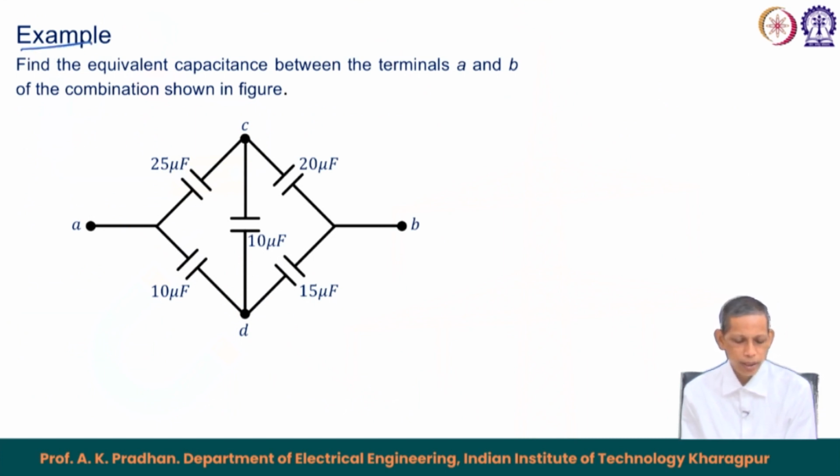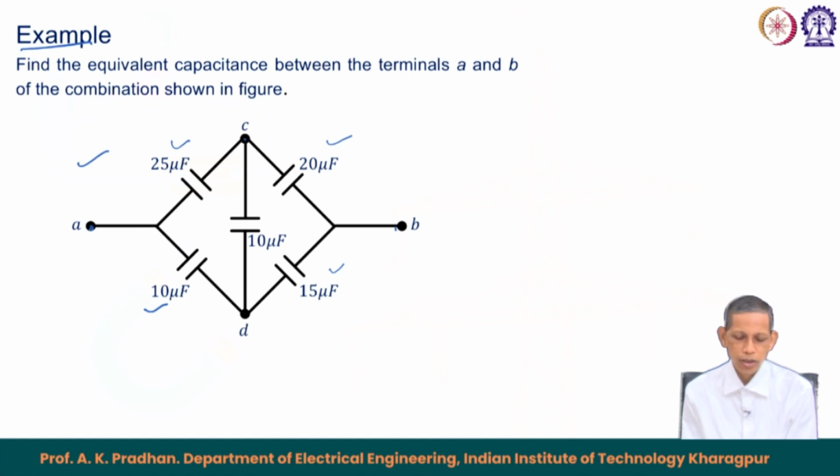We have a circuit like this, with a capacitor combination between terminals A and B: 25 microfarad, 10 microfarad, 15 microfarad and 20 microfarad, with the C and D terminals having 10 microfarad.